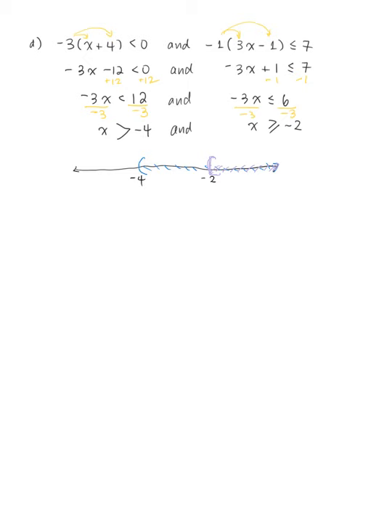So where do they overlap? They're gonna overlap from closed -2. Remember, this is positive infinity, negative infinity, so you're gonna have closed -2 to positive infinity. So that's gonna be the answer.